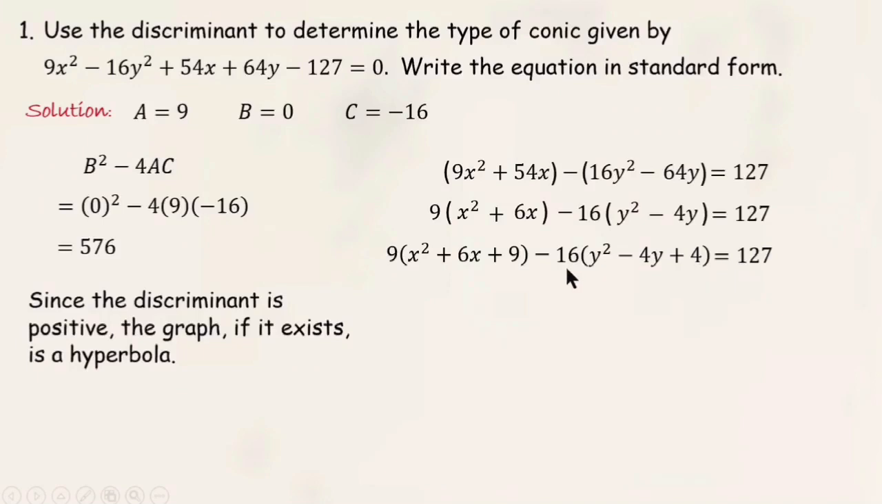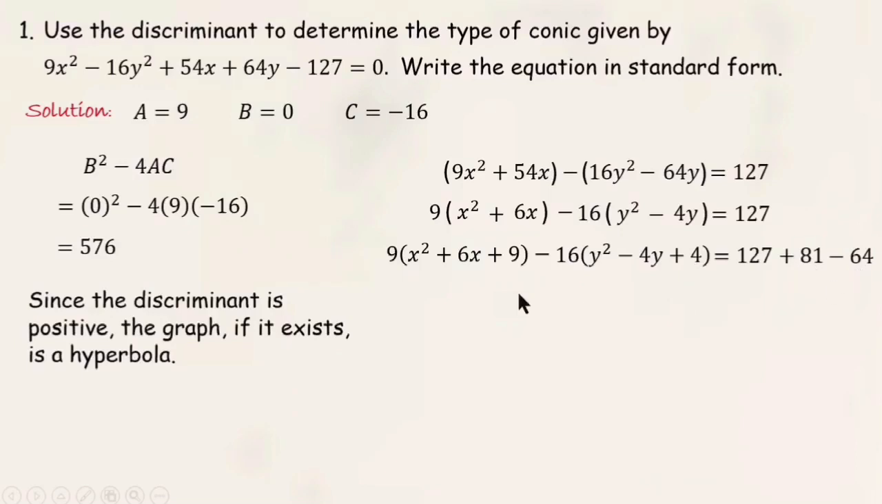Do not forget to add these values on the right-hand side of the equation. Thus, we have plus 81 and minus 64. Take note, we factored out 9, so we must not forget to multiply it with this value. That is why we have positive 81. 9 times 9 is 81. Here, we factored out 16. So negative 16 times positive 4 is negative 64.